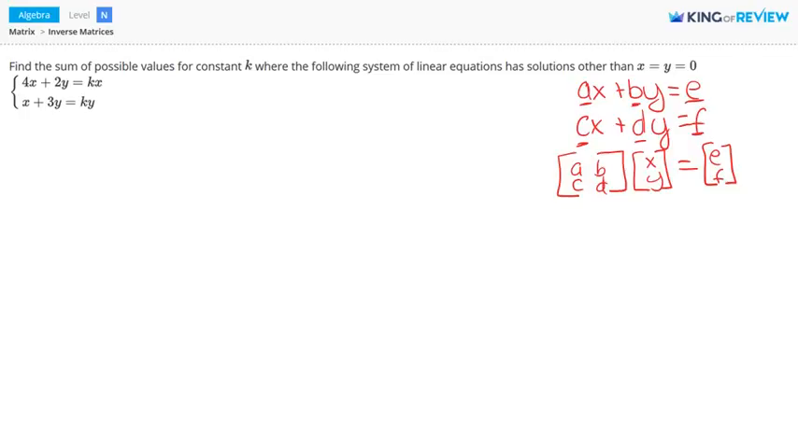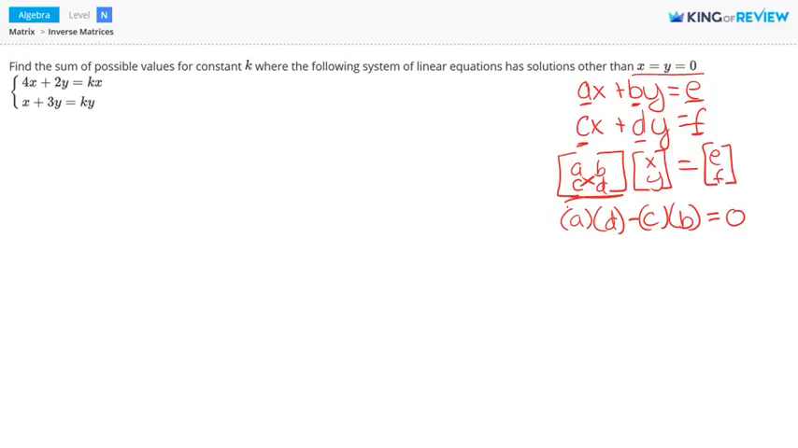So we can figure out what the determinant of the coefficient matrix is by multiplying the entries in the main diagonal, a times d, and then subtract the entries in the other diagonal, c times b. Now we're told here that this system has solutions other than x equals y equals 0. So in this case, we know that the determinant must be set equal to 0.